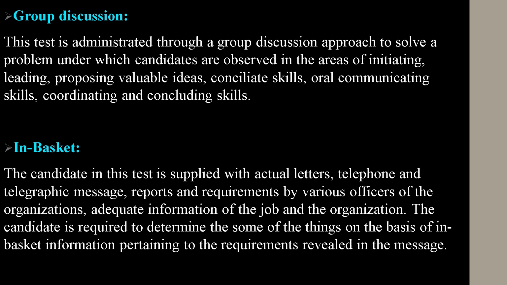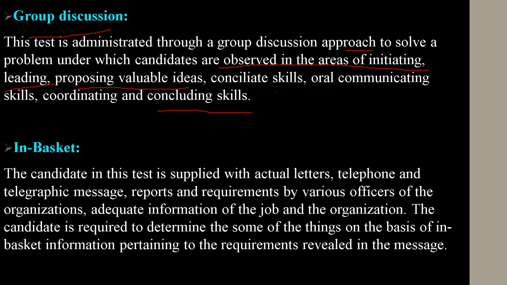Group discussion. Okay, so let us understand this group discussion. This test is administered through a group discussion approach to solve a problem, under which a candidate is observed in the areas of initiating, leading, proposing valuable ideas, conciliating skills, oral communication skills, coordinating and concluding skills.